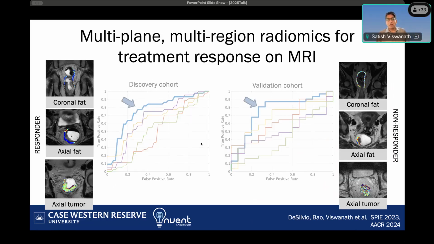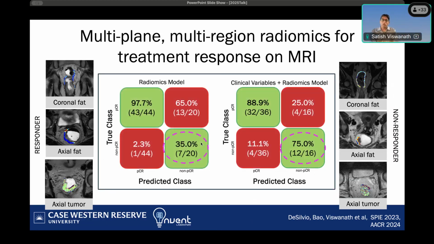And then what we found even more promising was when we took this radiomics model and integrated clinical variables such as the clinical stage or biomarkers and so on. We found that we were able to improve the performance of finding those non-responders to a much higher degree. So we're basically reducing a lot of our misclassifications as a result of integrating information from across multiple planes, multiple regions, as well as incorporating the clinical features into the model.